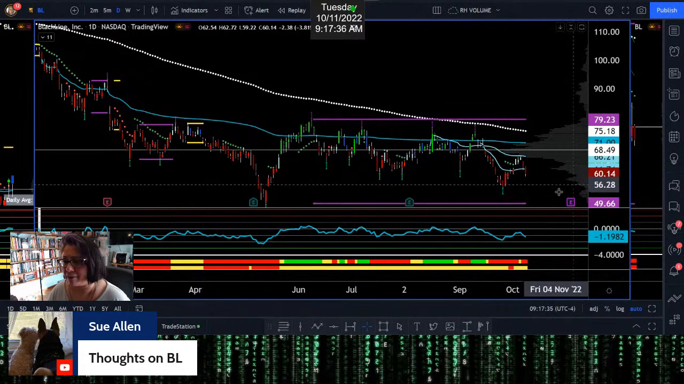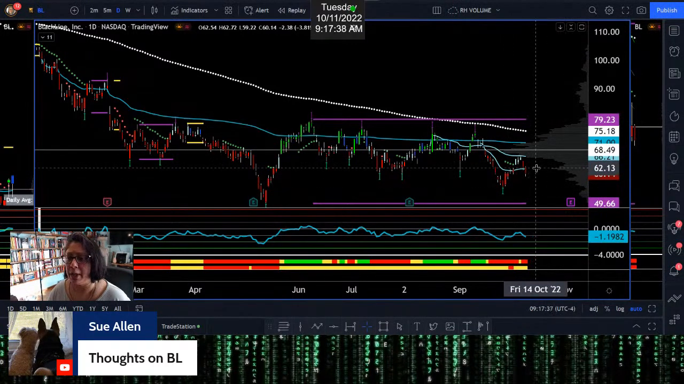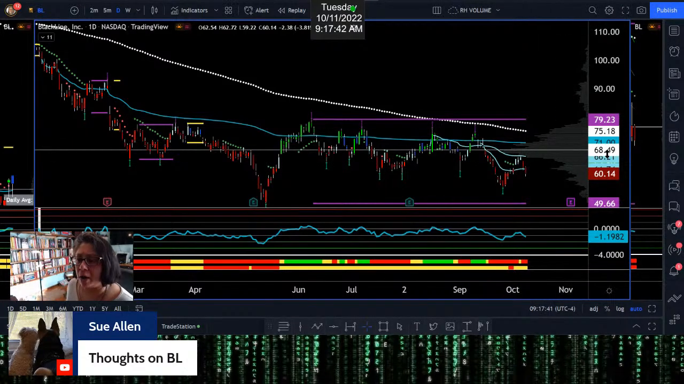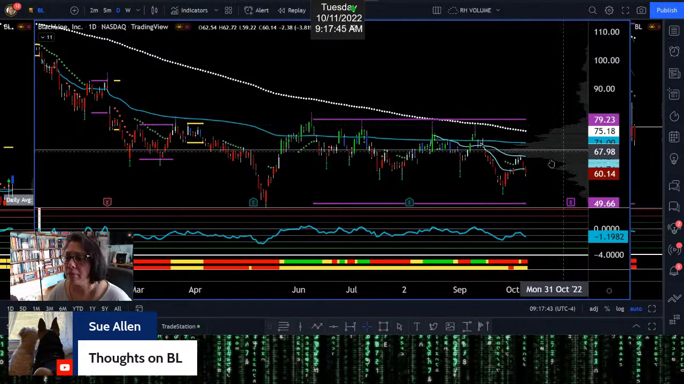There's a chance we could have a 1, 2, 3 continuation. Not a great pattern, but I would keep an eye on breaking higher through 66.70. I'd keep an eye on that.